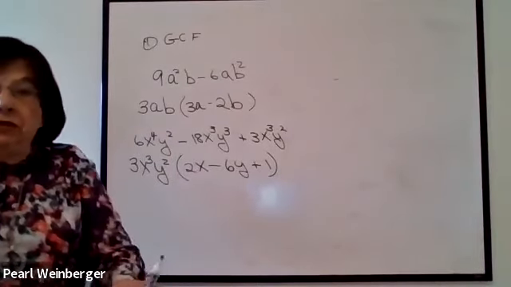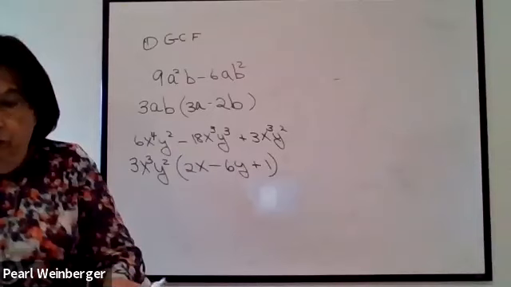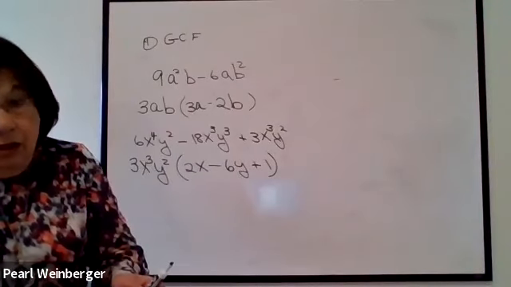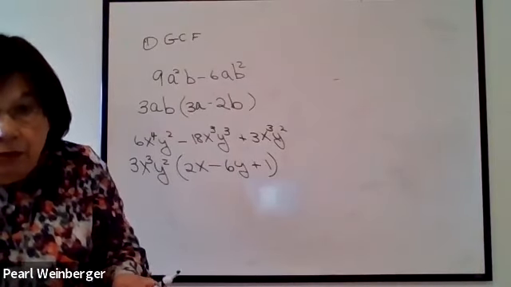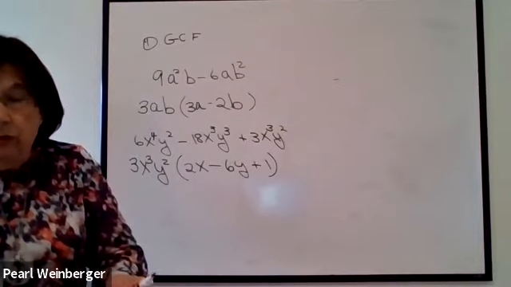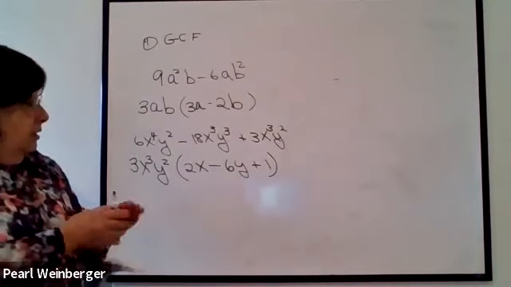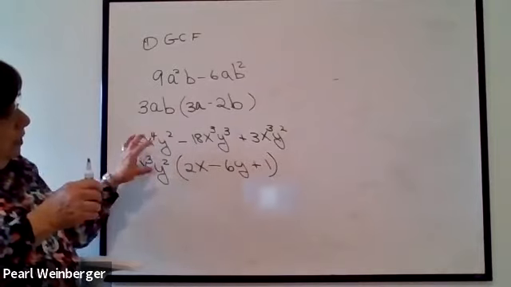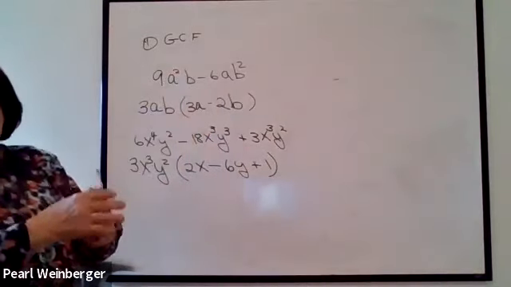So that's the first type of factoring we looked for, a greatest common monomial factor. One single term that will go in evenly into each term.